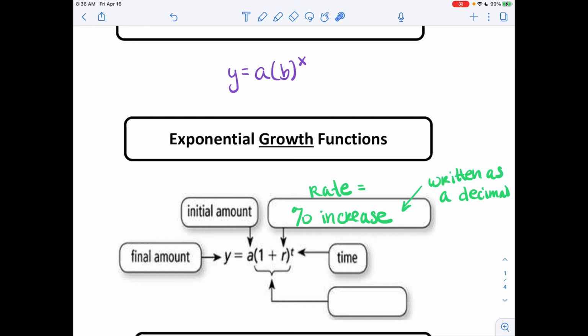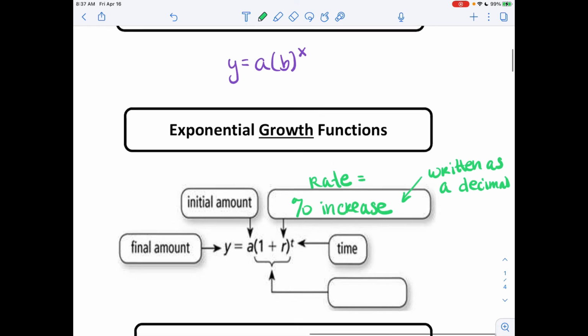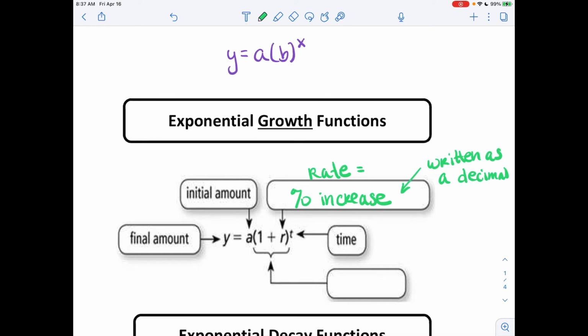Now t, instead of x, is being used as the exponent because that is going to stand for time now. So t makes more sense than an x. And then overall, this b value is called our growth factor. And in this case, since it's 1 plus r, and r is going to be a positive number, that means that our growth factor, b, is going to be greater than 1 overall.